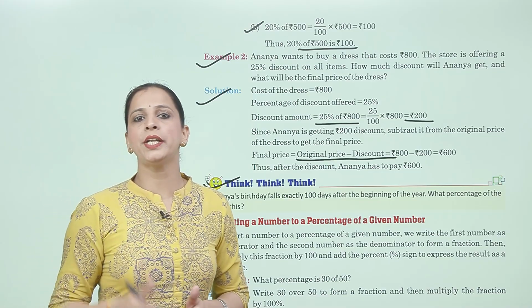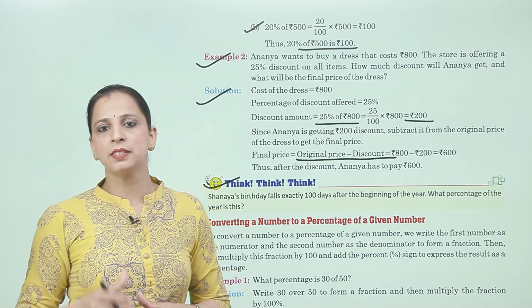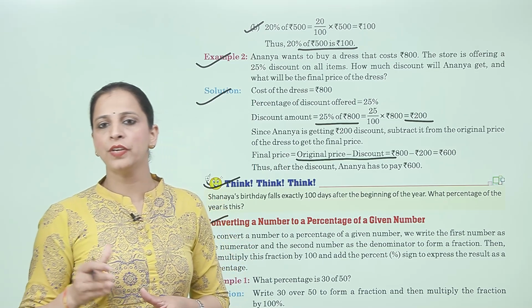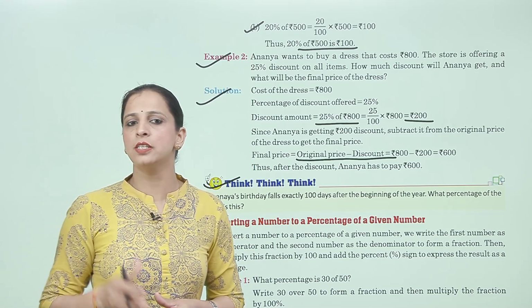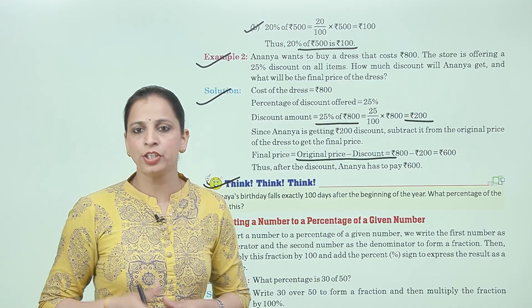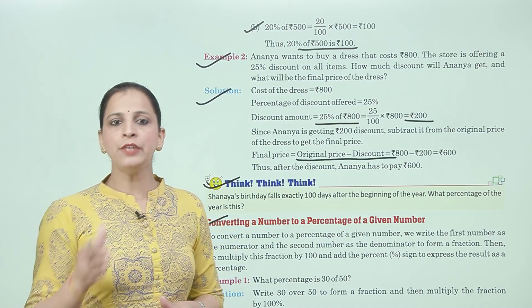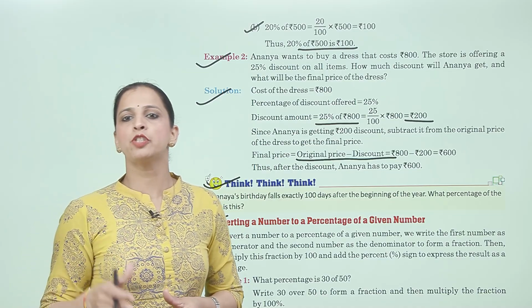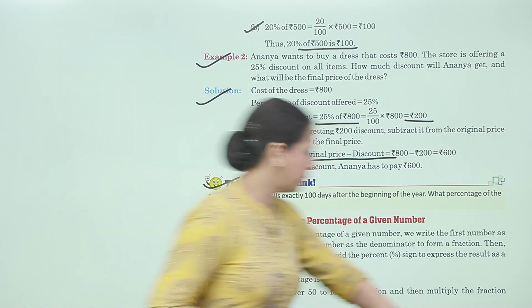Now next, converting a number to a percentage of a given number. To convert a number to a percentage of a given number, we write the first number as the numerator and the second number as the denominator to form a fraction. Then we multiply this fraction by 100 and add the percentage sign to express the result as a percentage.